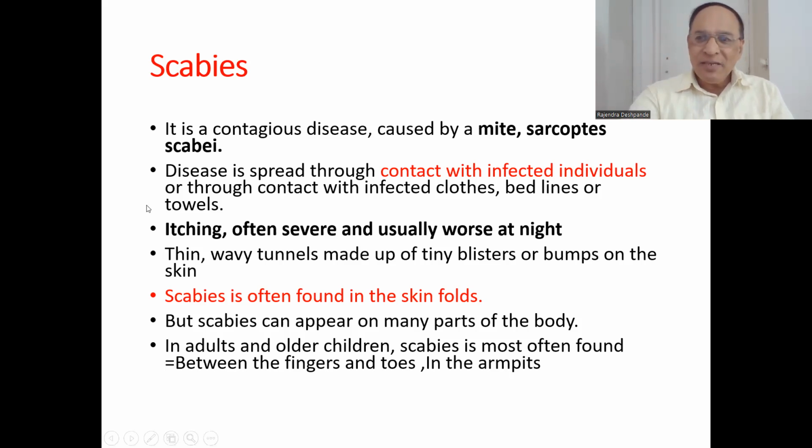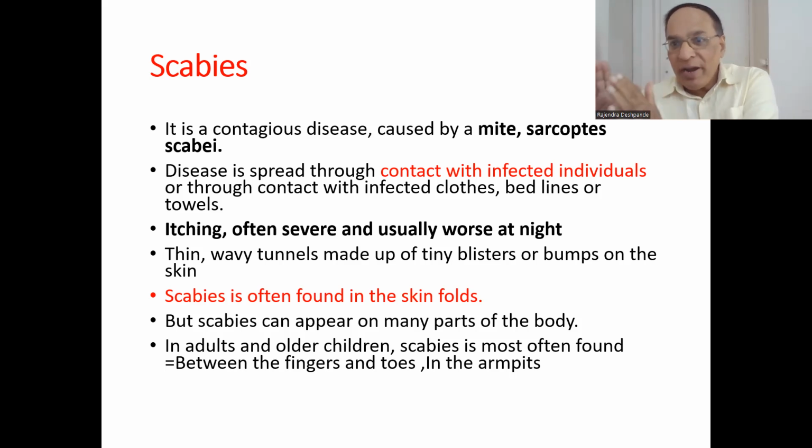Scabies in Ayurveda is called Pama. It's a different word, isn't it? Yes, Pama. It is a contagious disease, spreading from one person to another, to whole family members. Scabies is caused by a mite, Sarcoptes scabiei. The disease spreads through contact with an infected person or through contact with infected clothes, bed linens, or towels. So when any child in the family has scabies, that child's towel, clothes, and bed linens should all be washed separately.